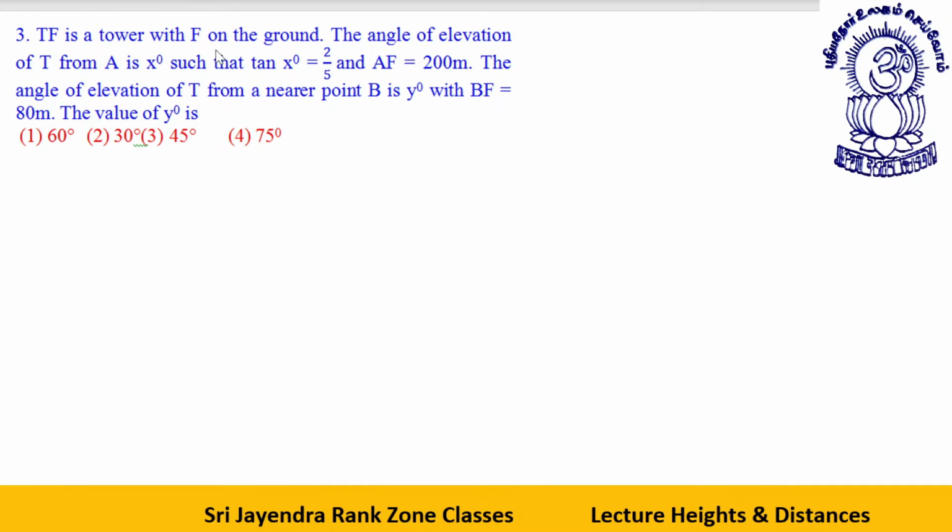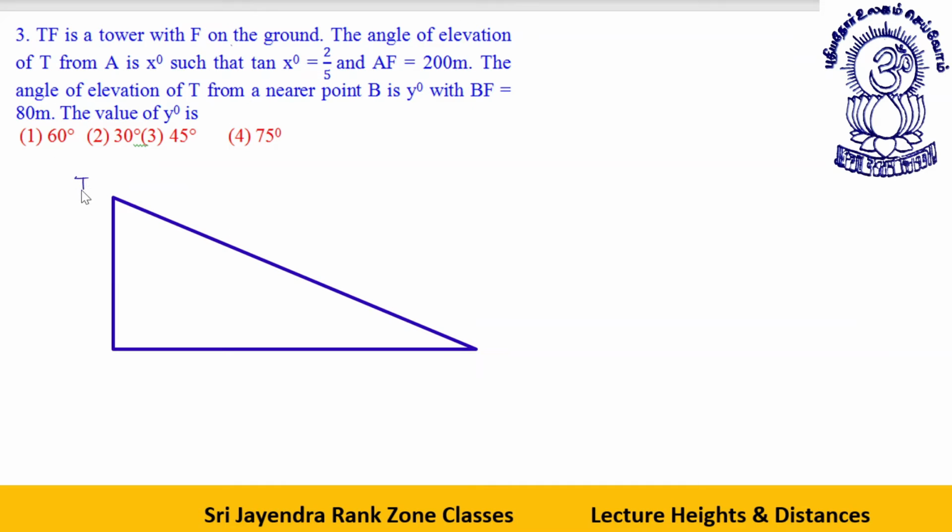TF is a tower with F on the ground. Okay, let me draw the diagram directly for it first. This is top, this is foot with F on the ground. The angle of elevation of T from A is x degree such that tan x is equal to 2 by 5 and AF is equal to 200. The angle of elevation of T from a nearer point B is y degree with BF is equal to 80.